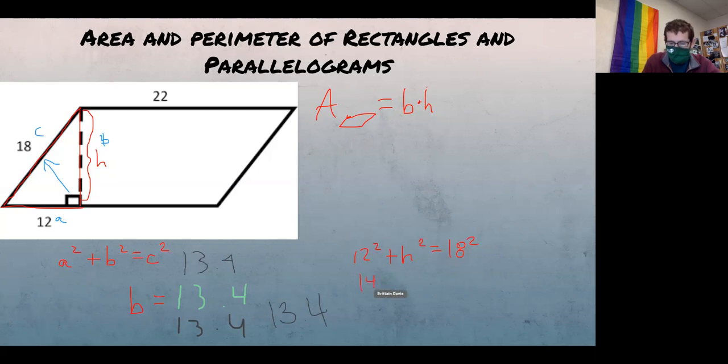So that's going to be 144 when we multiply 12 by 12. And H squared, we don't know, so we just leave it like that. 18 squared is 324. Now I can subtract the 144 from both sides. And H squared will equal 180. And now to get H, I have to take the square root of both sides. H will equal 13.4.